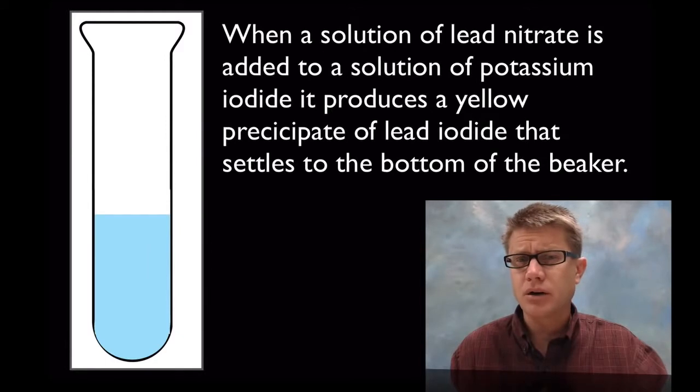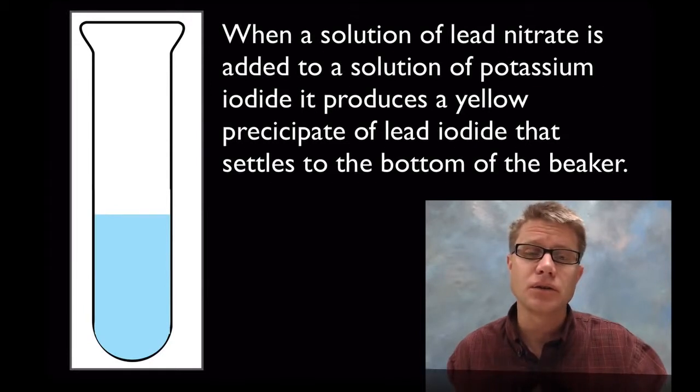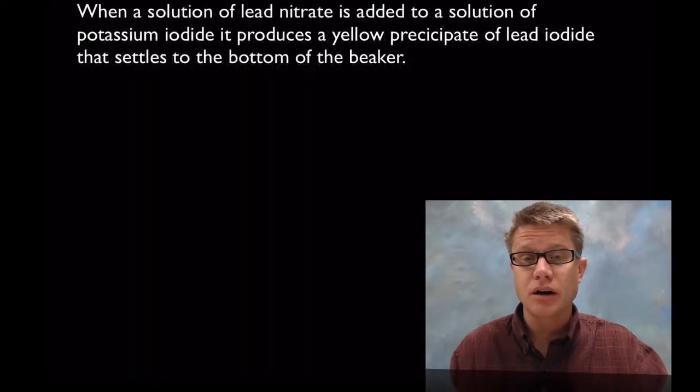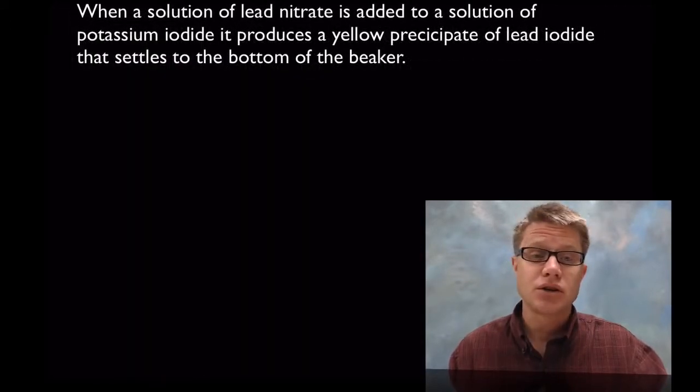But now let's go to an aqueous reaction. And so in this reaction, we're taking lead nitrate, which is clear, and we're adding it to a solution of potassium iodide, and it produces a yellow precipitate. And so what we're getting is a solid that comes out of that. And so I could observe that. I could know what those chemicals are, and then I'm going to write it out. And so we've got a solution of lead nitrate, solution of potassium iodide, and it's making a yellow precipitate of lead iodide that settles to the bottom.